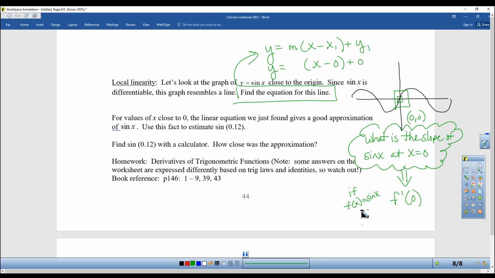So if f of x is sine of x, then f prime of x is cosine of x, and f prime at 0 is cosine of 0, which is 1. So my slope is 1. And it looks like 1, right? If you look at that slope, it looks like it's 1. So what is the equation of the line? y = x. That's the answer.